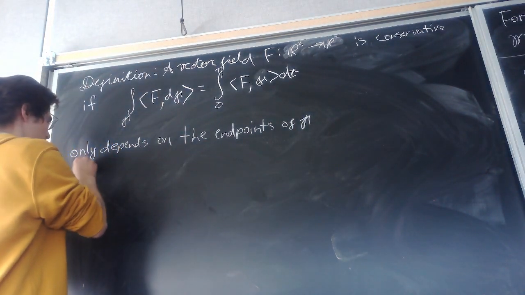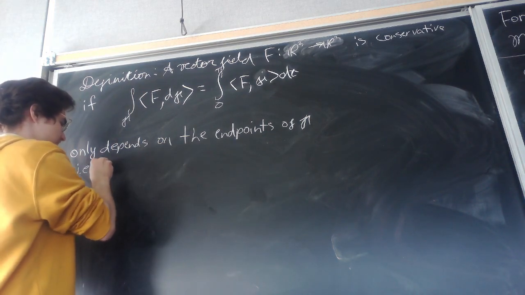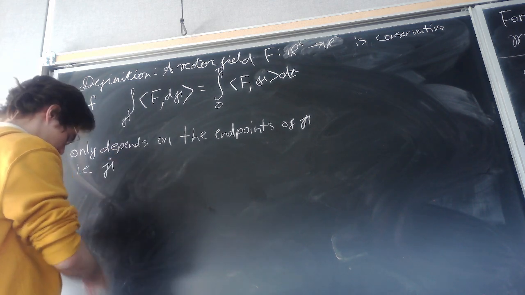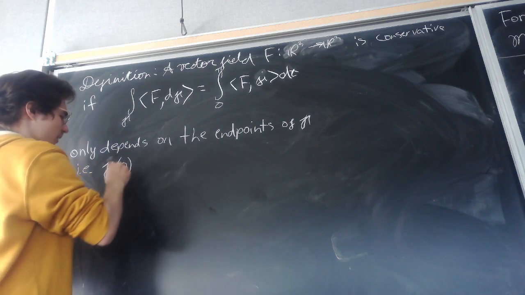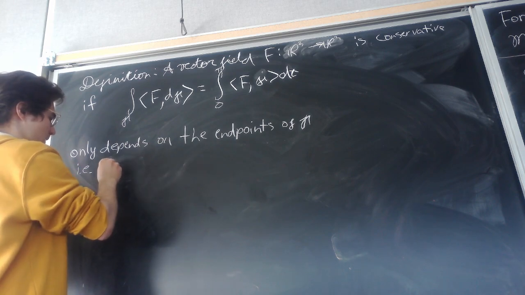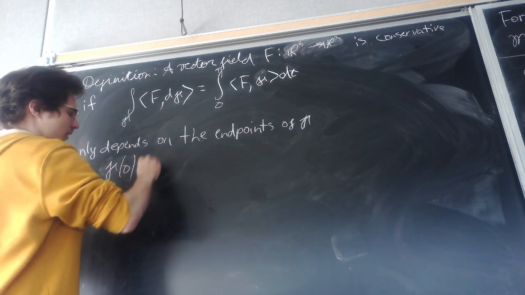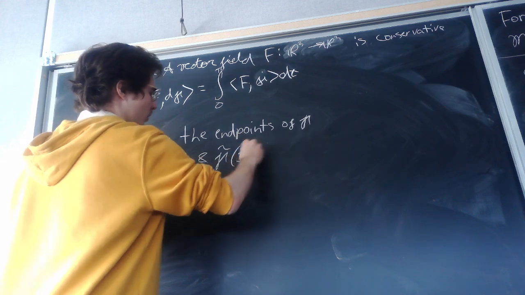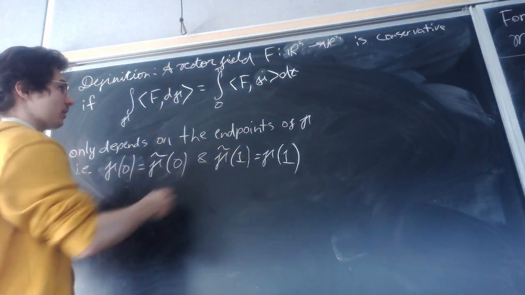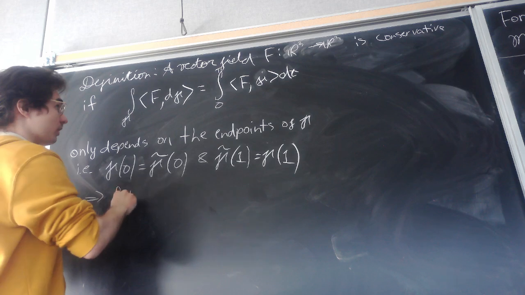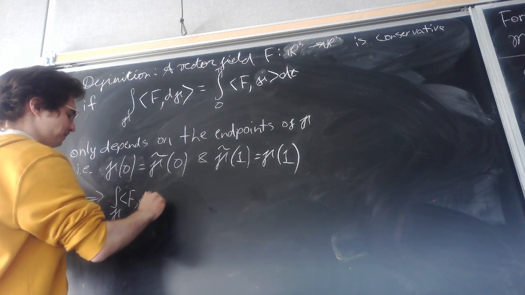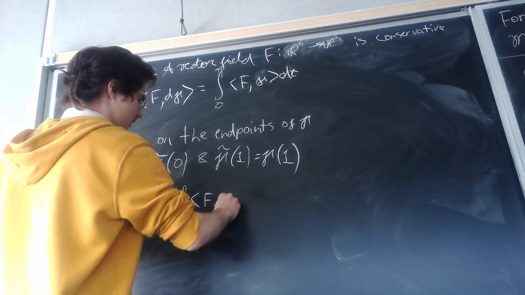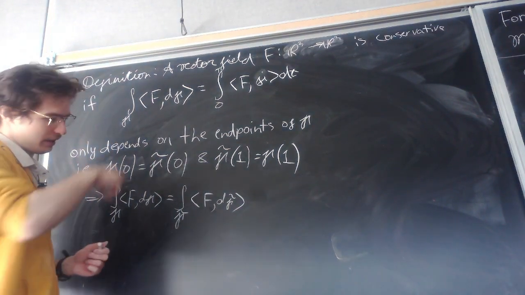meaning, sorry, meaning that if there exists some other path, some other gamma, such that they have the same start point, gamma of 0, and gamma of 1 is equal to gamma of 1 of this other one, so they have the same start point and end point, then the integral over gamma of F dγ is equal to the integral of F dγ over this other path.